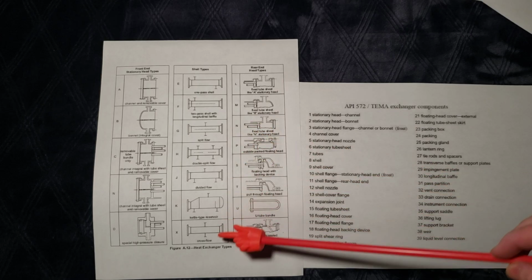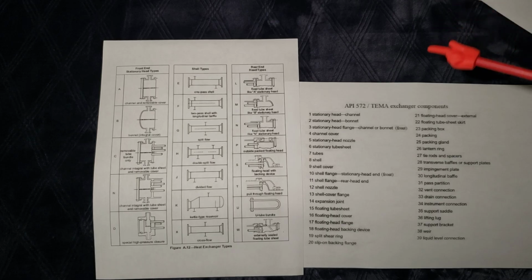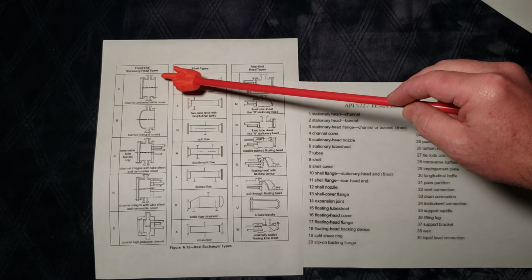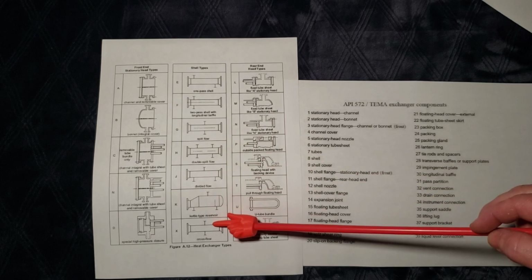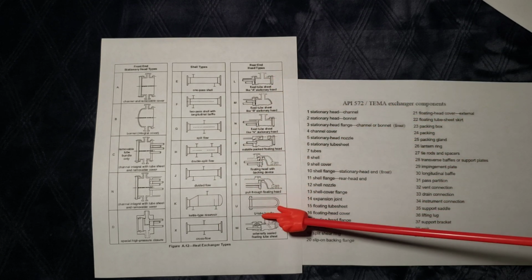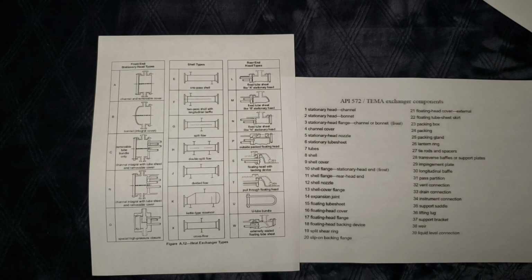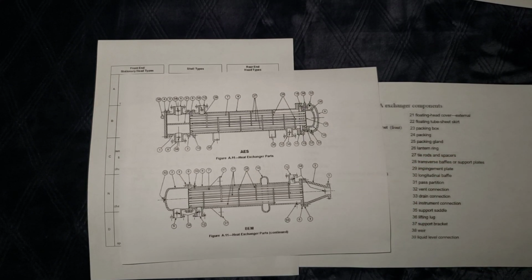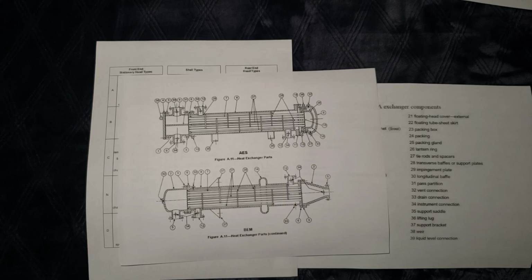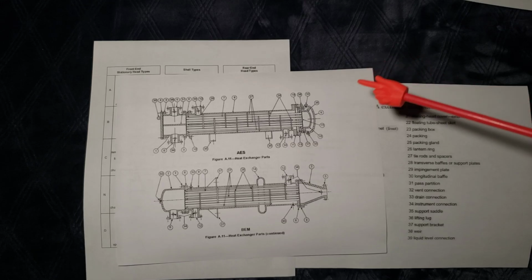What we have here is the figure A12 from the 572, which is a copy of the TEMA exchanger head types and shell types. The front end head types, the shell types, and the rear head types. And these, combined with the legend of the components, yields us these examples. And these are examples directly from the 572 that coincide with the TEMA lettered designations.